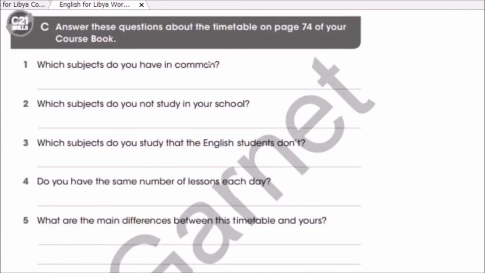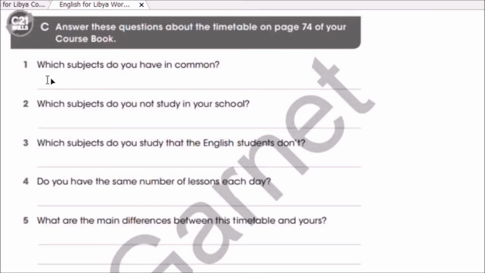Answer these questions about the timetable on page 74 of your course book. Now, how many questions do we see here? We have 5 questions. These questions are about the timetable on page 74. You're going to read the question and answer it from the timetable. You can stop the video, answer these questions, and then come back and check. Now, let's check together.